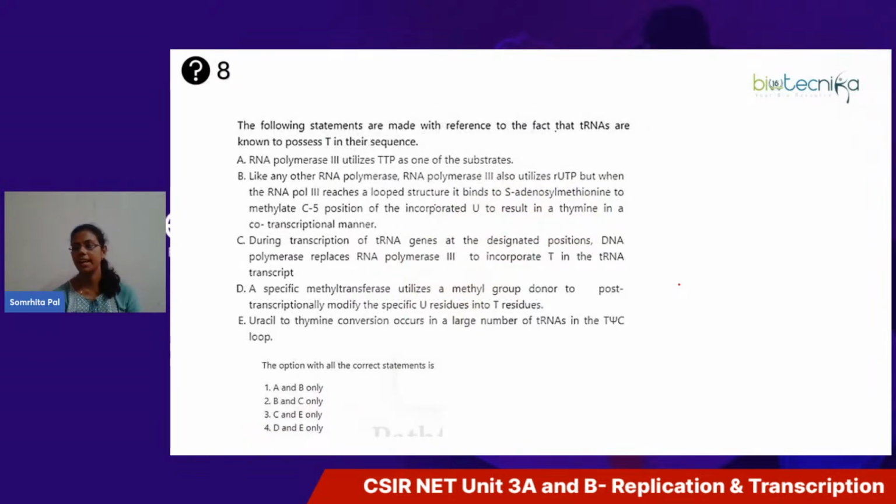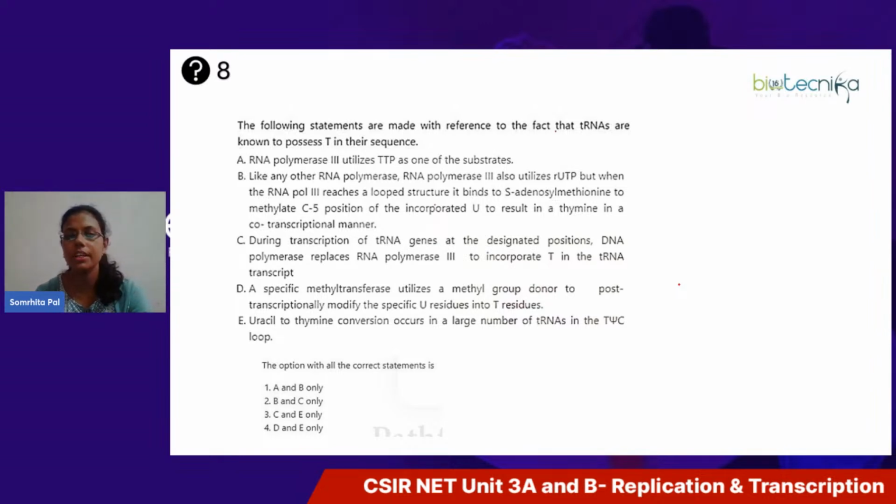Okay, question number 8. We are towards the end of the series because, like the other days, today also I have 10 questions for you. So, again, this is a paragraph based question where you have to select the correct statement. And it is a statement made by tRNAs.